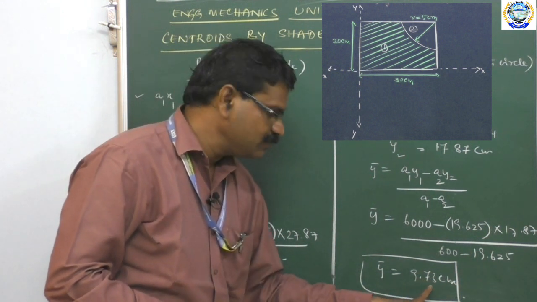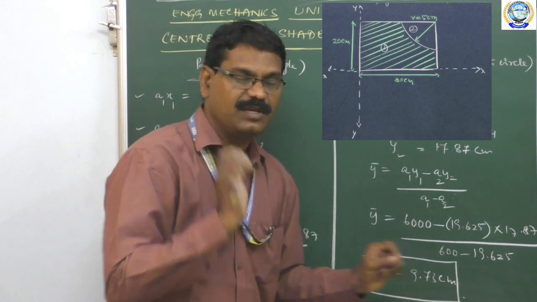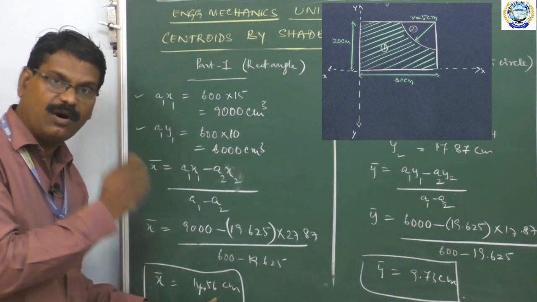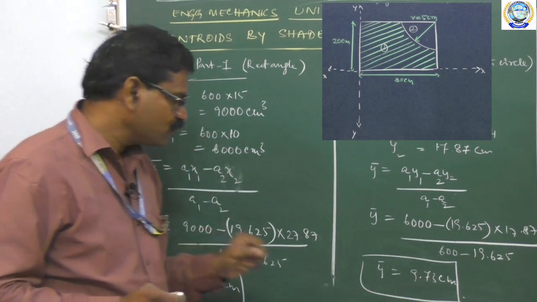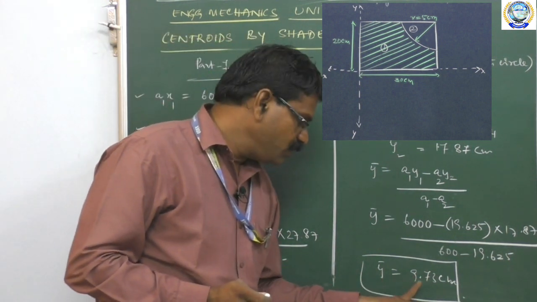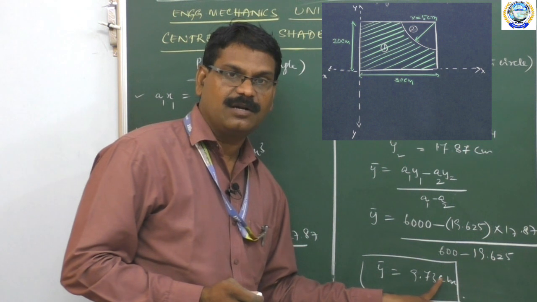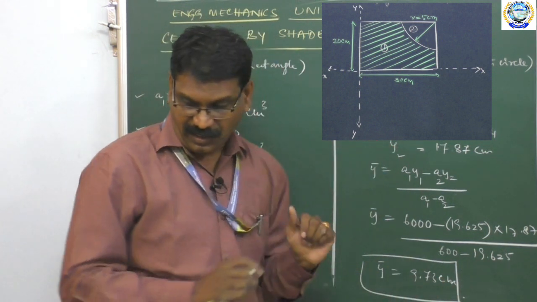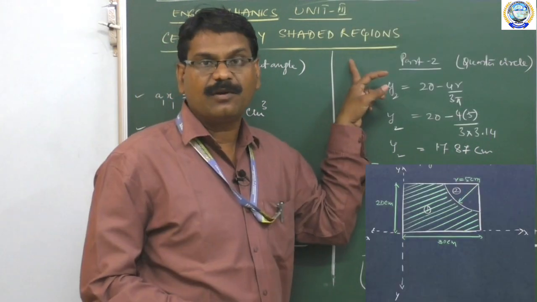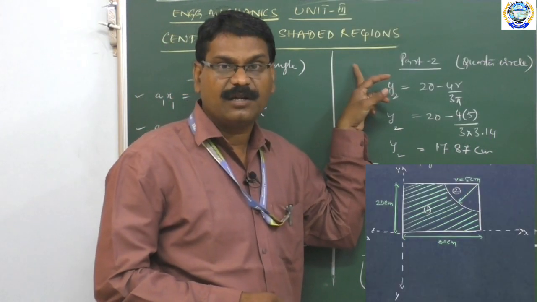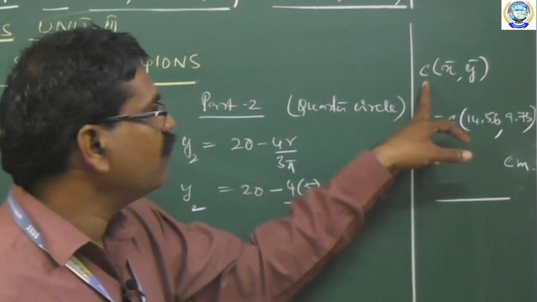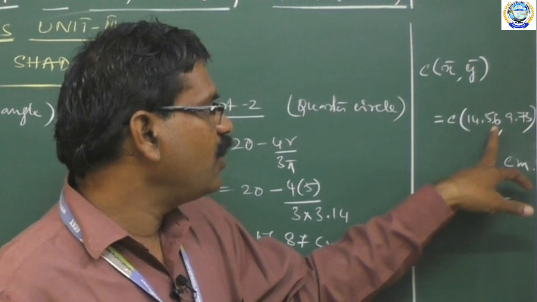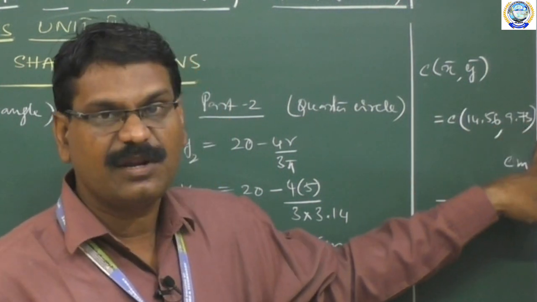9.73 centimeters. So strictly speaking, this x bar equal to 14.56 centimeters is the X coordinate of the given figure, and y bar equal to 9.73 centimeters is the Y coordinate of the given figure. Okay. Now, if you want to write the centroid of this figure, we need to write it like this: C of x bar comma y bar is equal to C of 14.56 comma 9.73 centimeters.